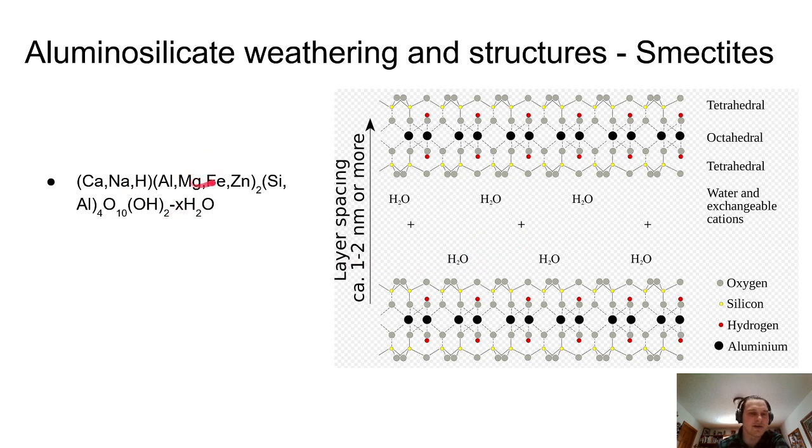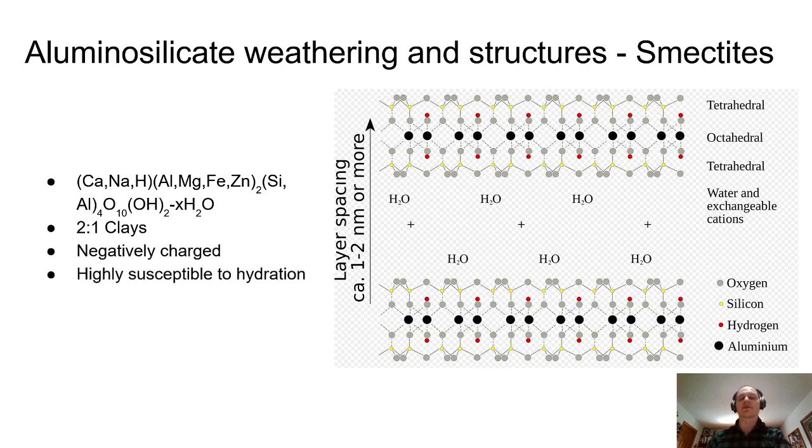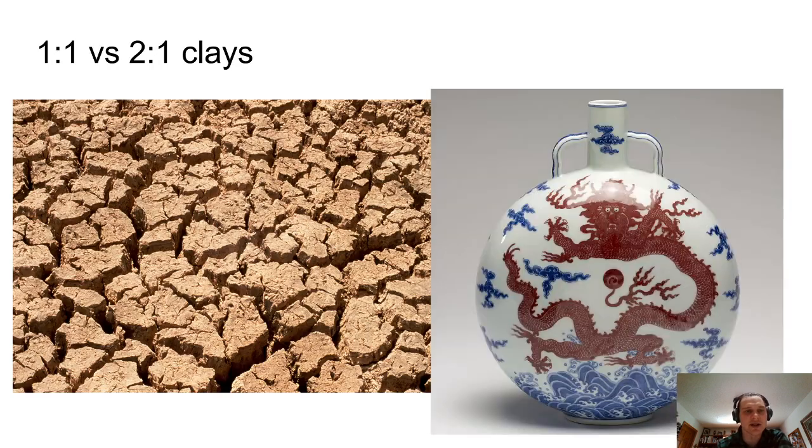This is just the generic formula for a montmorillonite. There's a lot of substitution that can happen because, like I said, they can hold on to positively charged ions. These are, again, called 2-to-1 clays. They're negatively charged. They're highly susceptible to hydration. And they can be called shrink-swell clays, which you'll see in the next slide.